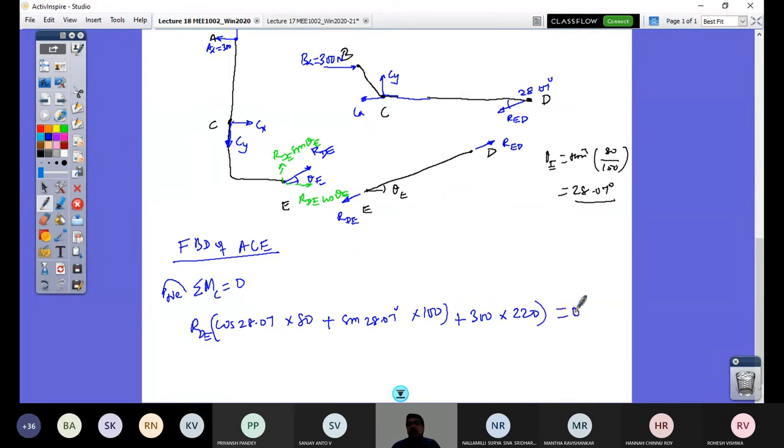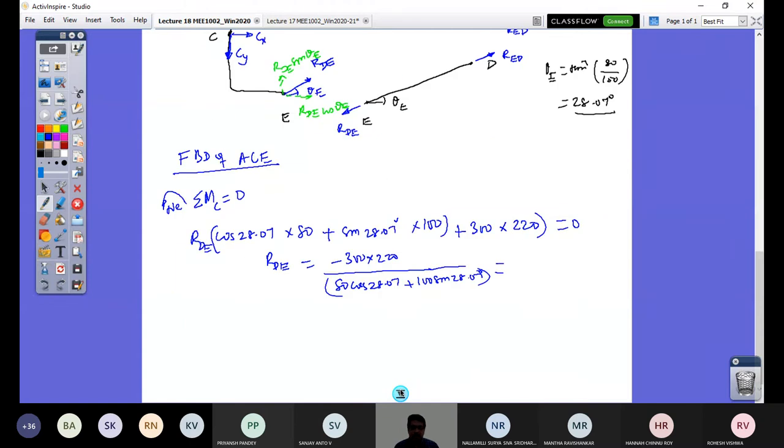So this is all equal to zero, which is the moment balance. So that solves for RDE. Taking this to the other side, RDE is minus 300 into 220 divided by 80 cos 28.07 plus 100 sine 28.07 degrees. Solving this, I have now a negative answer. So that's an interesting point.